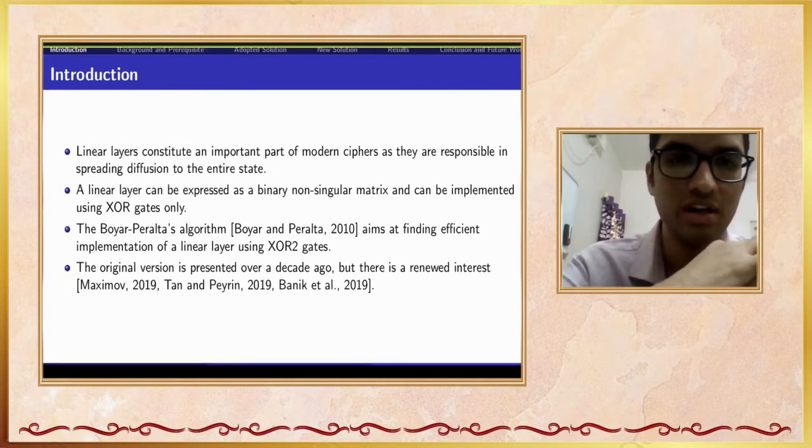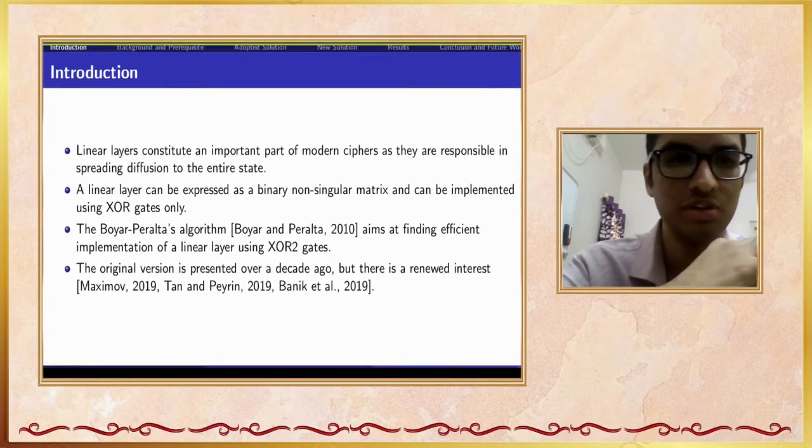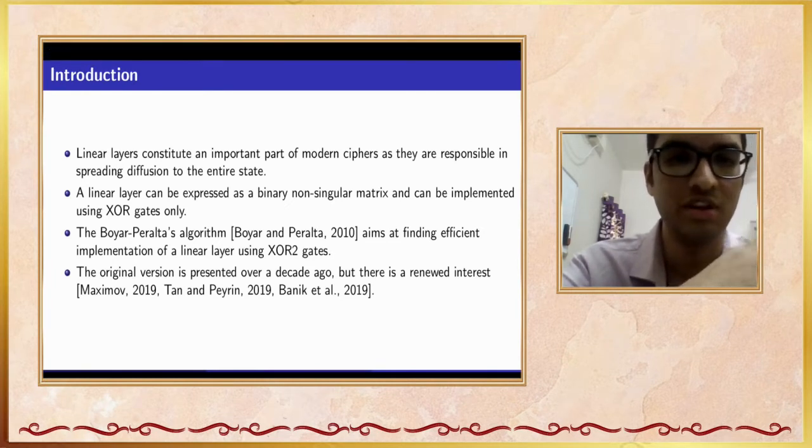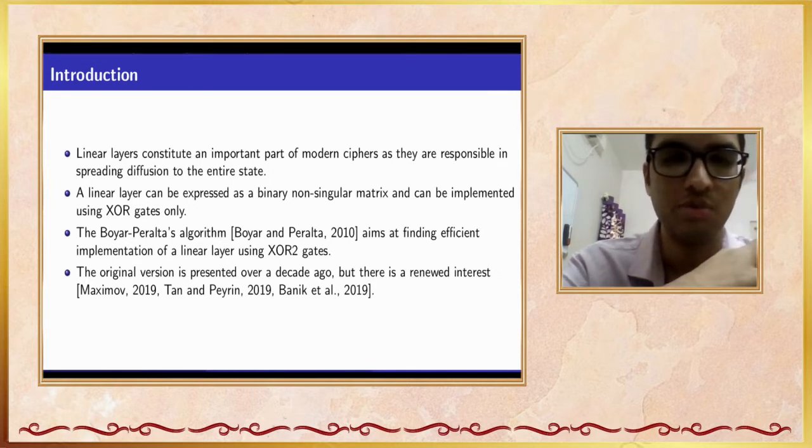The Bioparatus or BP algorithm was proposed to find efficient implementations of these linear layers using XOR2 gates. While the original version was presented over a decade ago, there have been multiple works in the recent past which aim at further improving the efficiency and cost of these implementations. However, most of these works consider XOR2 gates only. In the solution that we present, we generate efficient implementations of these linear layers using both XOR2 and XOR3 gates.